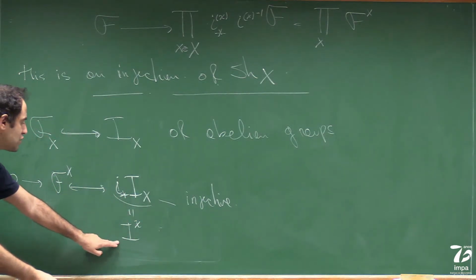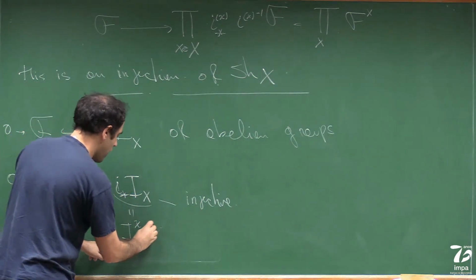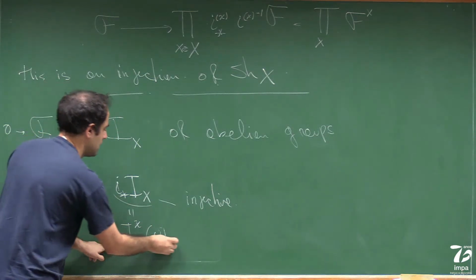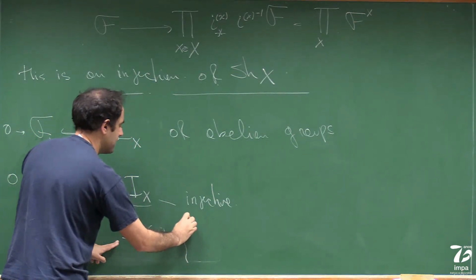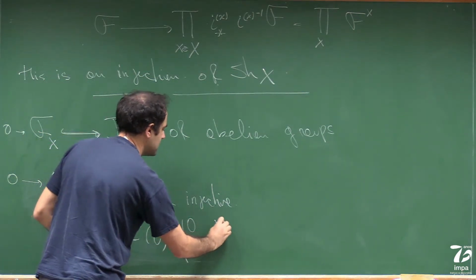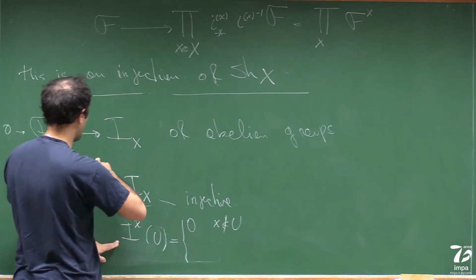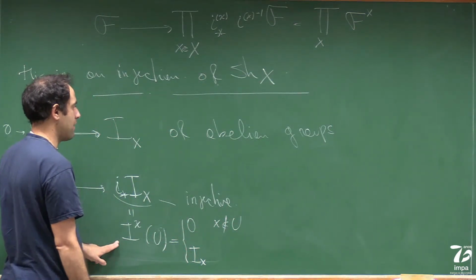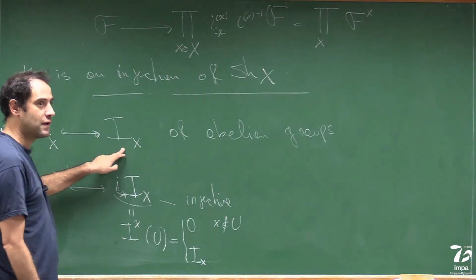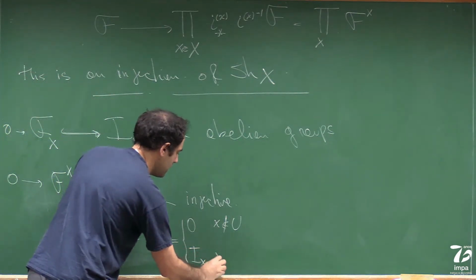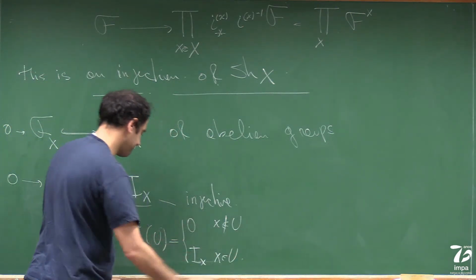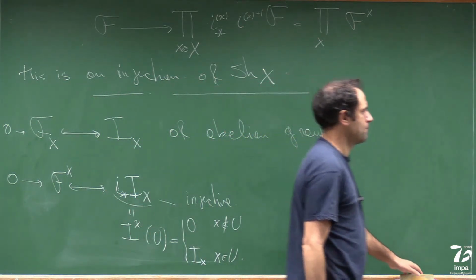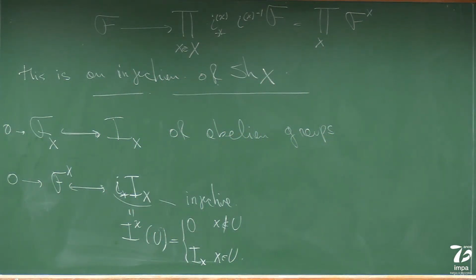So again, what is this sheaf? This is a sheaf on Y that is either 0 if x is not in U, and is all of I_x, which is an injective abelian group, that's just a divisible abelian group, if x is in U. So I claim that that sheaf there is injective.